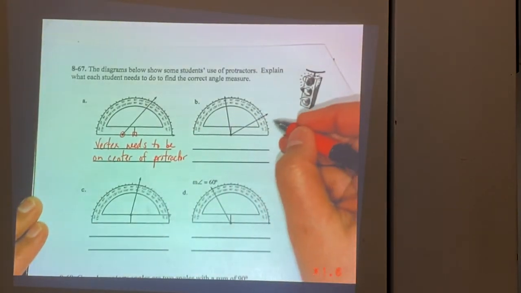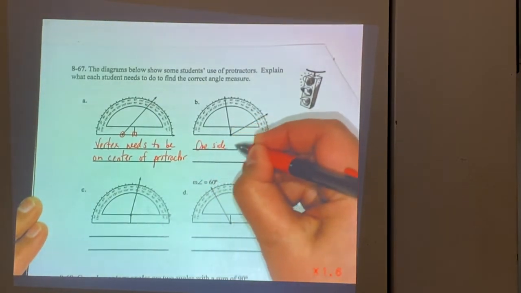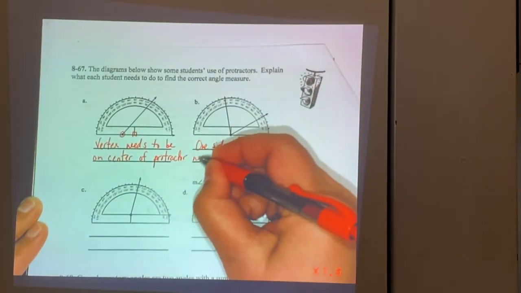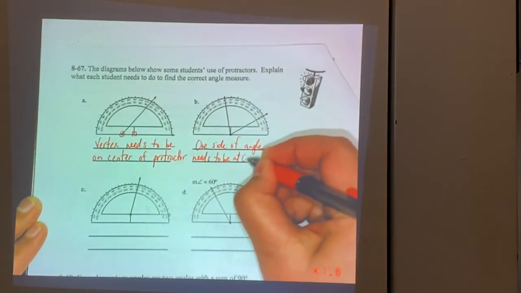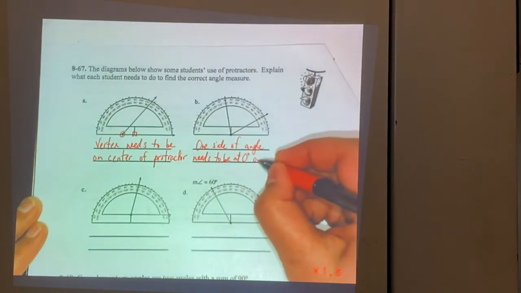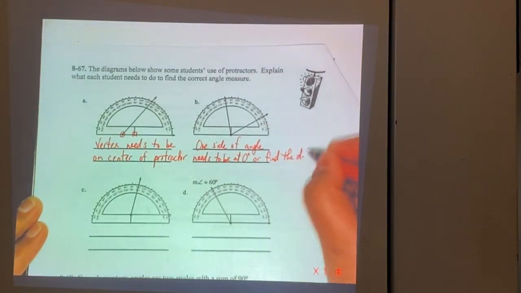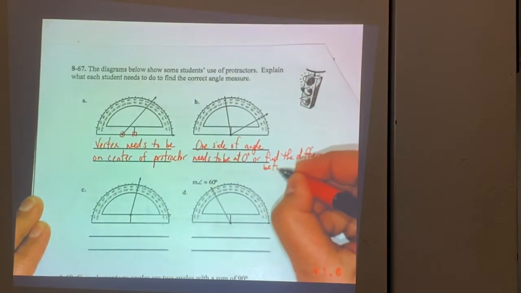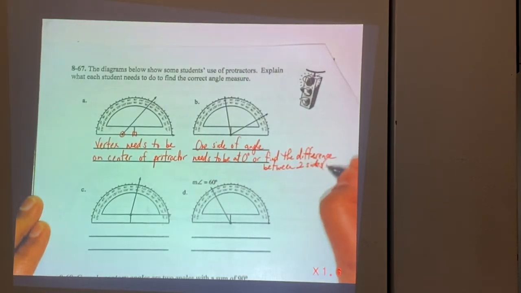This one, one side of the angle needs to be at 0 degrees, or find the difference between the two sides, or what they were calling the rays.